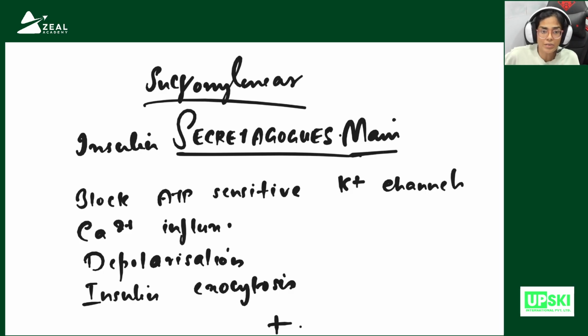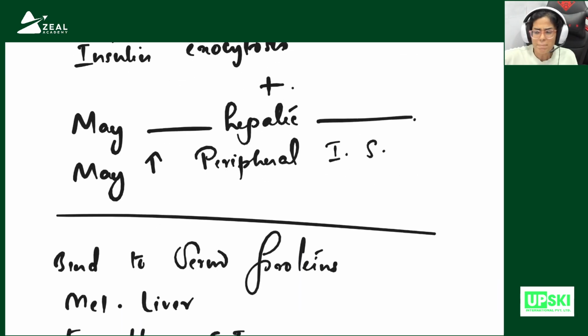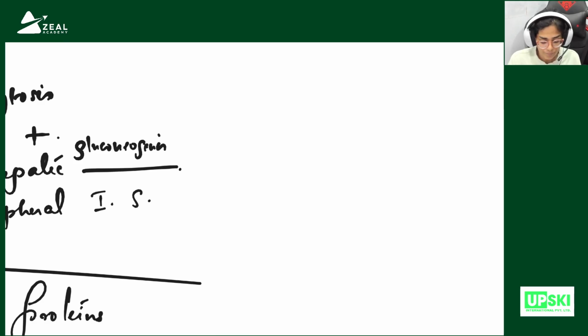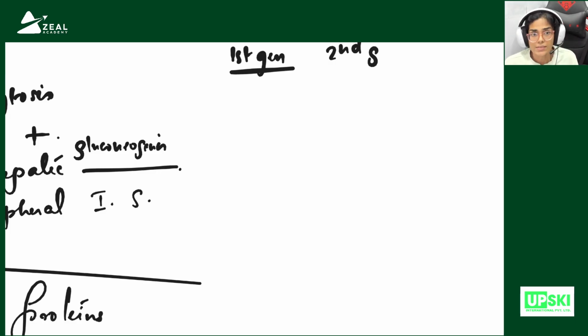And the additional mechanism of action is that this may sometimes decrease hepatic gluconeogenesis and may increase peripheral insulin sensitivity. So there are two categories of these drugs, first generation and second generation. These are some of the examples.